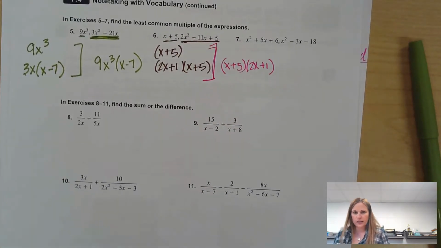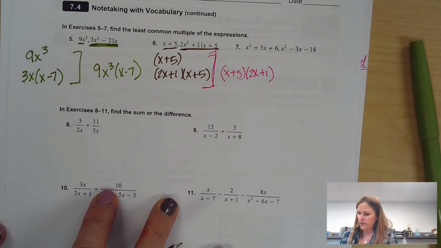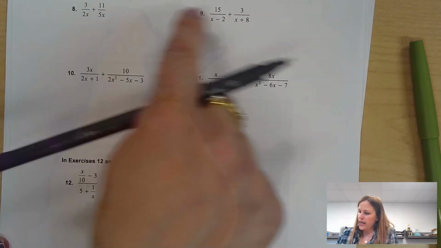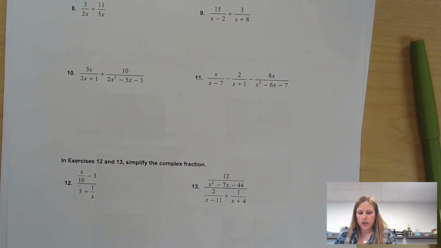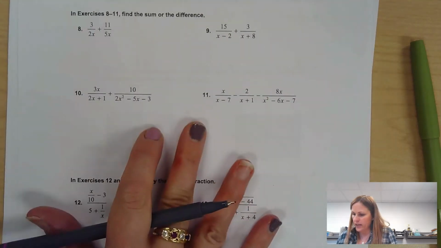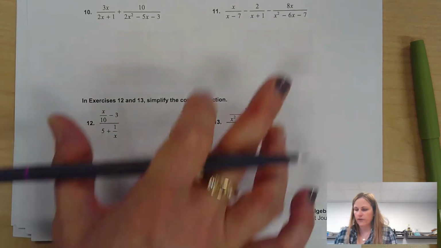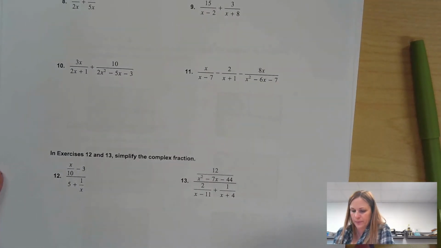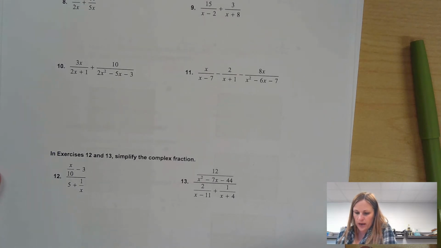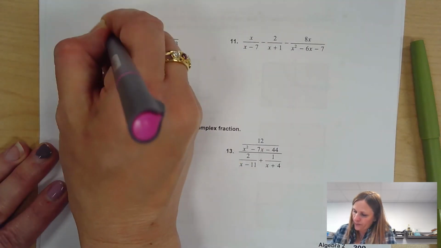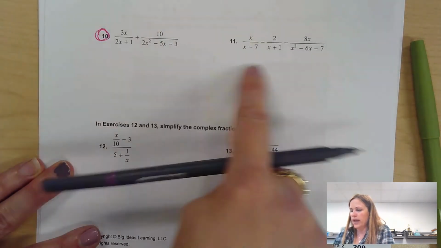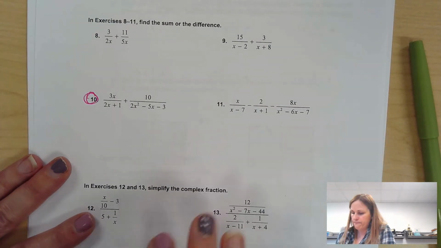So I'll have you practice number 7, and again, I'll go over answers at the very end. 8, 9, 10, and 11 are all addition and subtraction. Again, you're making sure that you're finding common denominators and scaling things up. I'm going to go over how to do complex fractions in a minute, but I'm going to do one of these examples with you. Let's do number 10 together, and that way you can try 8, 9, and 11 on your own.